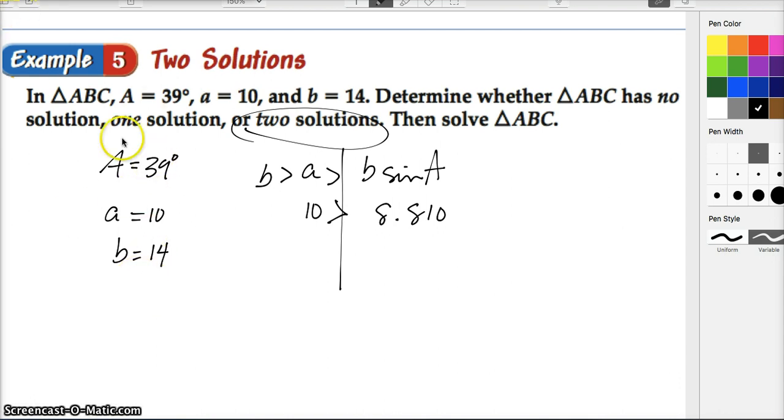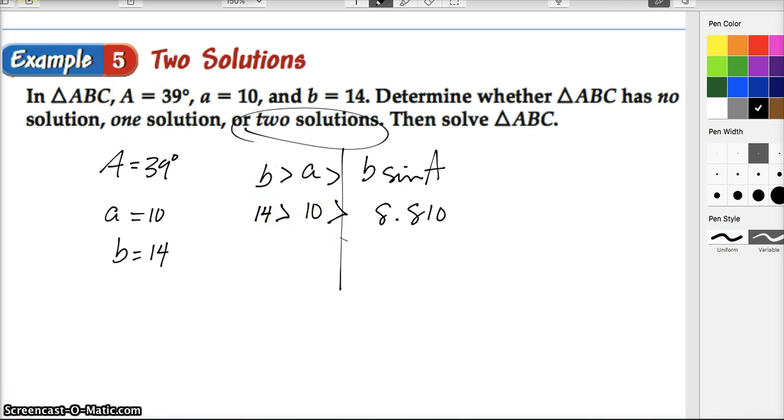So we have triangle ABC, and we're given some information about that triangle. We know that our chart tells us when we're dealing with an acute angle, there's a couple things we need to deal with. If A is an acute angle, we need to check on some information. And so we did by finding B sine of A and realizing that B sine of A was smaller than side A, and then furthermore, that side B is larger than side A.